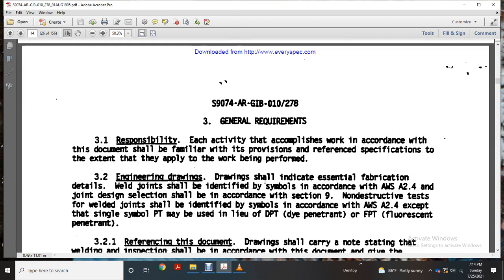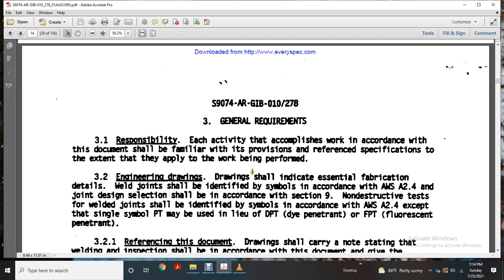Engineer drawing. The drawing should indicate essential fabrication details. The weld joint should be identified with the symbol in accordance with AWS A2.4, and joint design selection in accordance with Section 9. Non-destructive testing of the weld joint should be identified with the symbol in accordance with AWS A2.4, except for the single symbol. The symbol PT may be used in lieu of the dye penetration or the fluorescent penetration test.